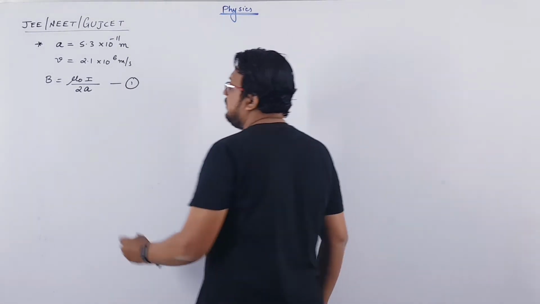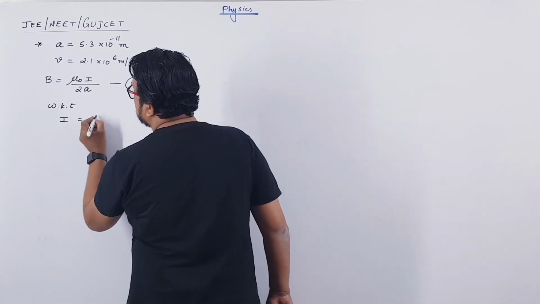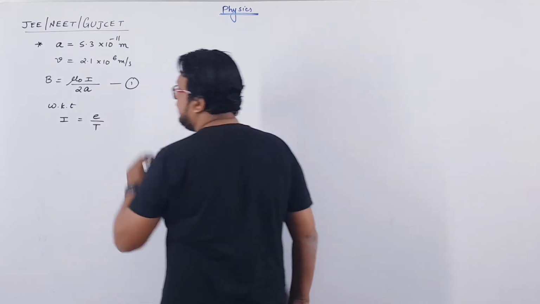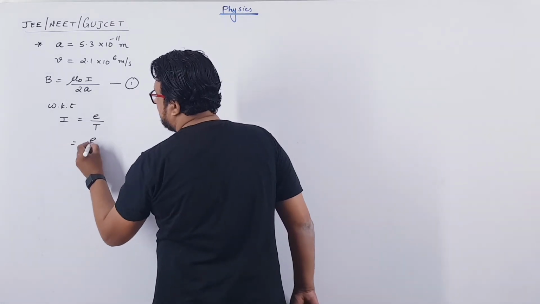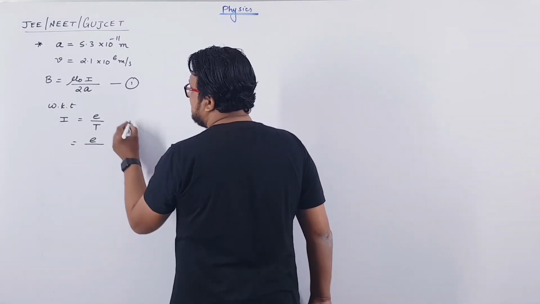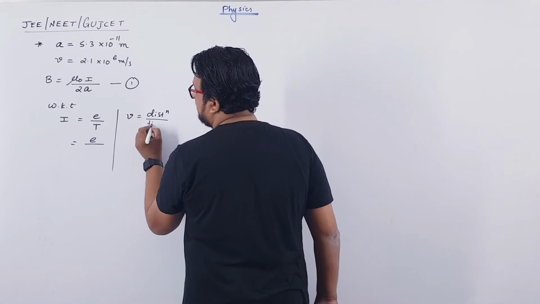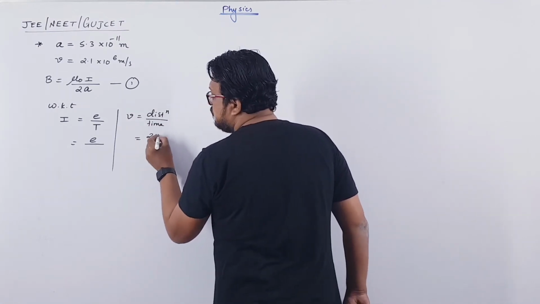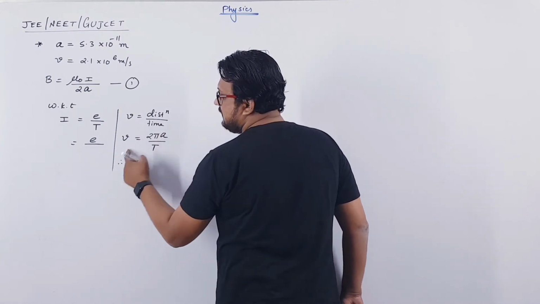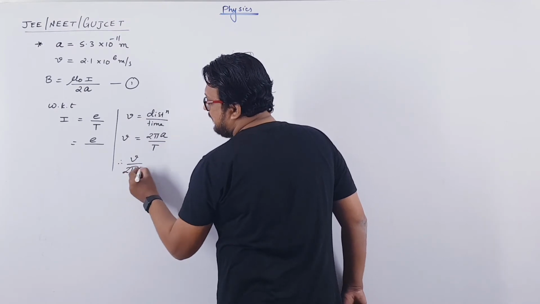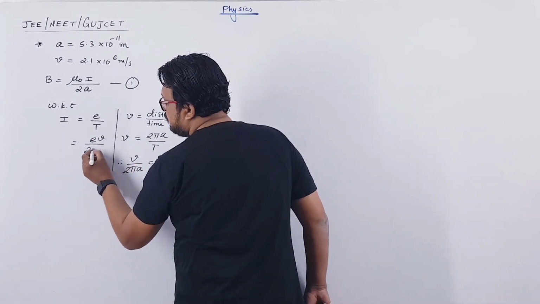We know that current I is Q by T. Here it is an electron, so I am writing E by T. Current I is E by T, so that is equal to E over T. What is T? Speed is distance over time, so for a circular path it is V equals 2 pi A over T. Therefore, 1 by T will be equal to V over 2 pi A.